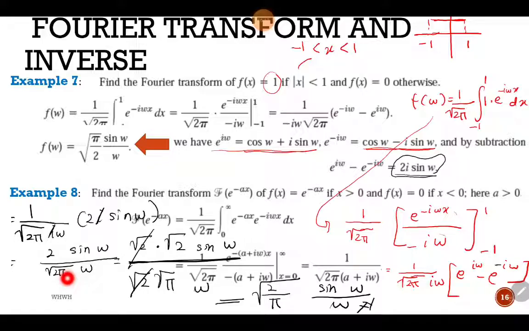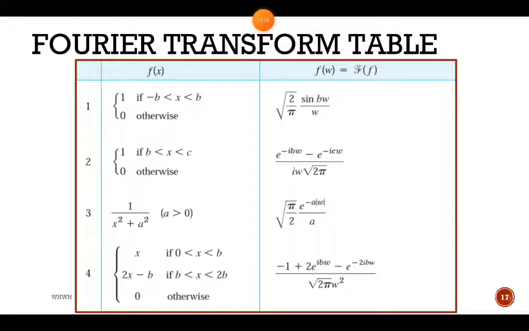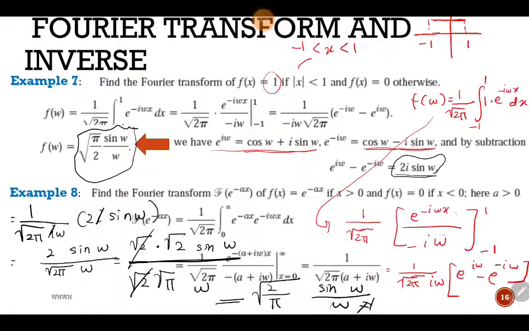Tapi final answer dekat sini lain kan? So mana satu yang betul? Kita betul ke buku betul? So kita akan check dalam table. Fourier transform table. Let us check. So this is the Fourier transform table. Okay, tadi nilai b kita adalah 1 kan? Betul tak? So, sama tak? sqrt 2 over sqrt pi sin b kita berapa? Sin omega over omega. So, siapa yang betul? Kita yang betul. Right. Okay.